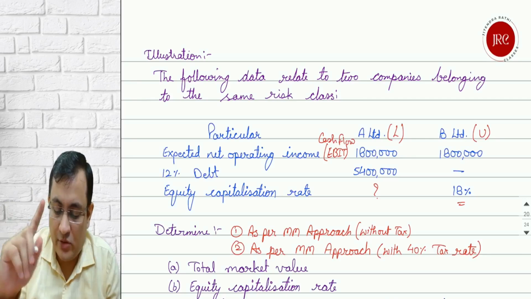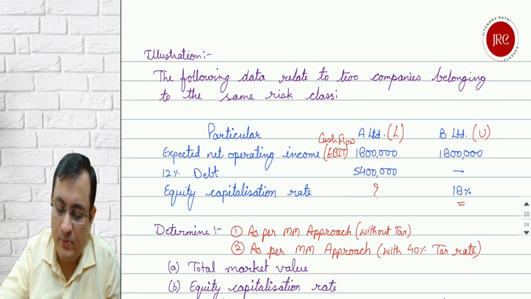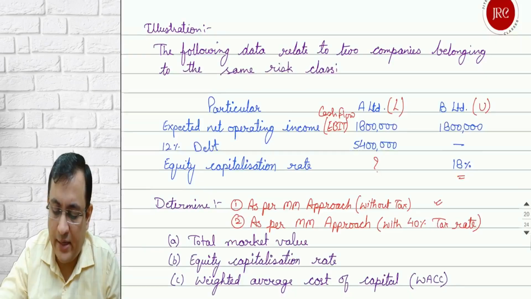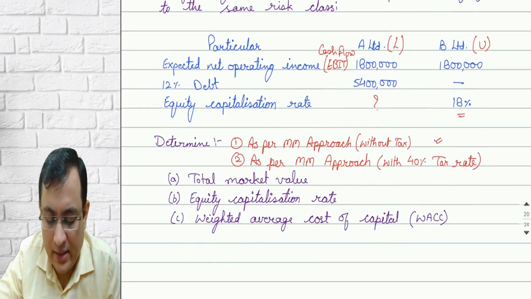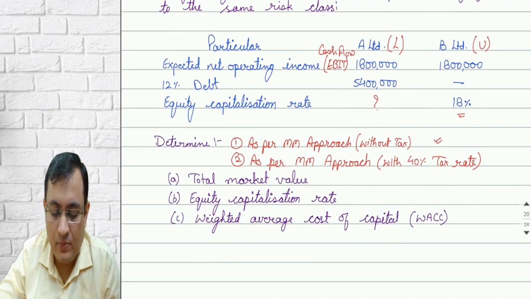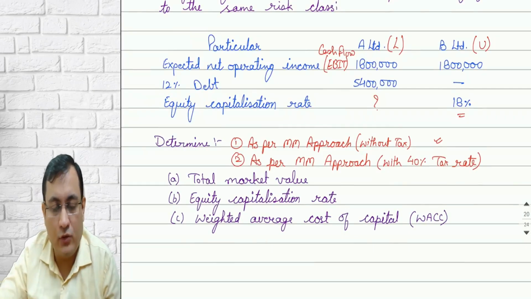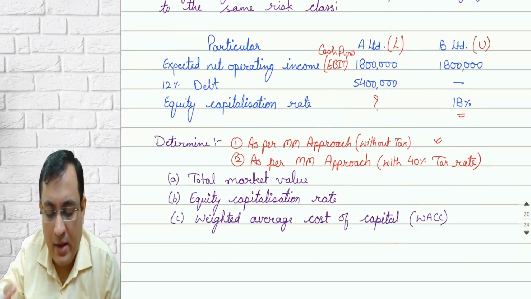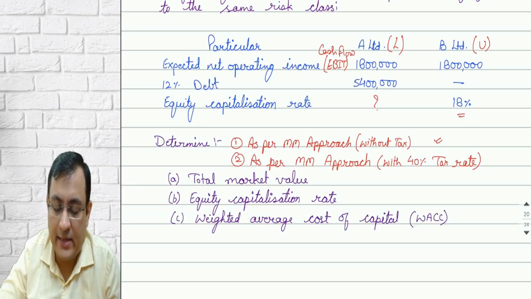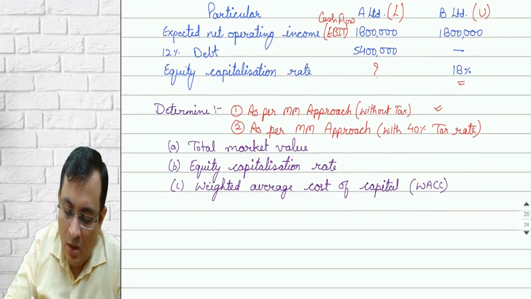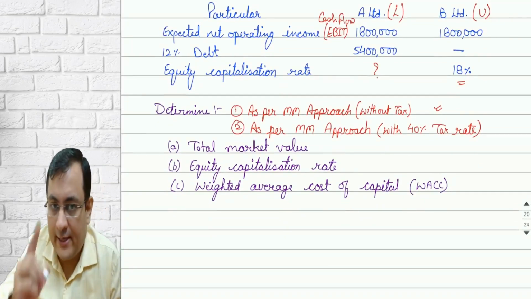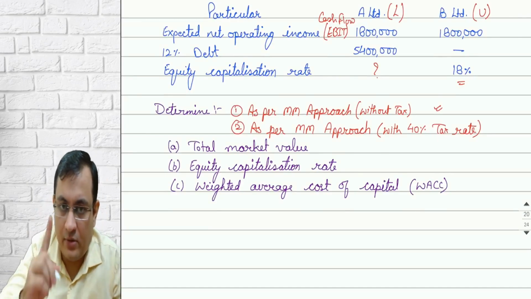There are no taxes. First of all, we are going for the first question. As per the approach without taxes, what is the total market value of both firms? What is the cost of equity, of course for A Limited, since for B we already have it? And what is the WACC of both firms? Let's calculate this. First, for B Limited, the starting point will always be your unlevered firm.